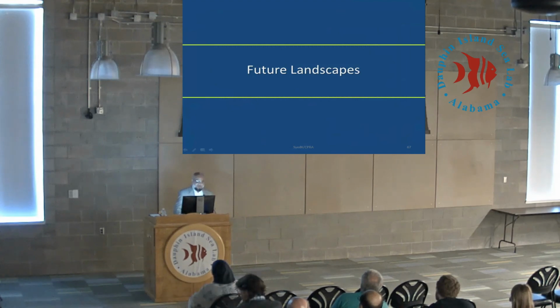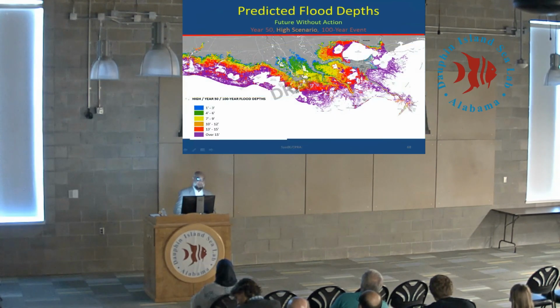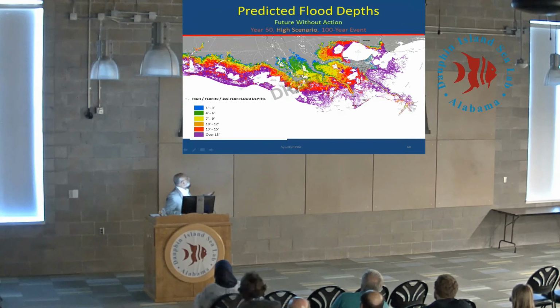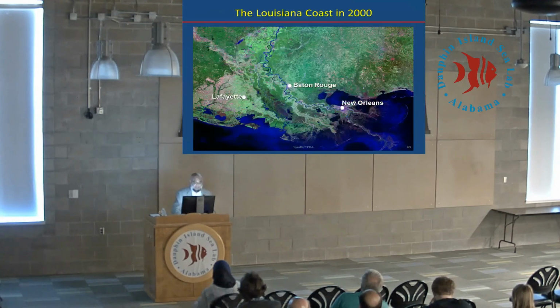So what does the future landscape look like if we do nothing? This is the predicted flood for the next 100 years. It goes all the way to Baton Rouge. You can see all this. Over 15 feet, 13 feet, and 1 to 3 feet is the minimum here. So this is what the future looks like if we do nothing. So doing nothing is not an option.